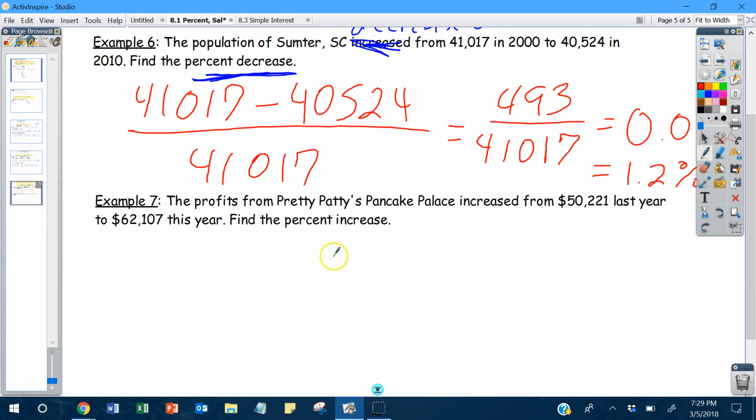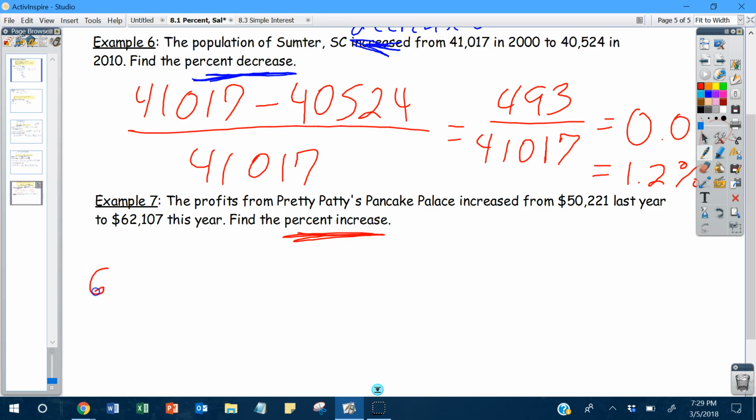So here's the profits from Pretty Patty's Pancake Palace. Try saying that 5 times fast. They increased from $50,221. This is what happens when you put tongue twisters in these problems. To $62,107 this year. So this is some obvious increase. We want to find the percent increase. So we'll do the same sort of problem.